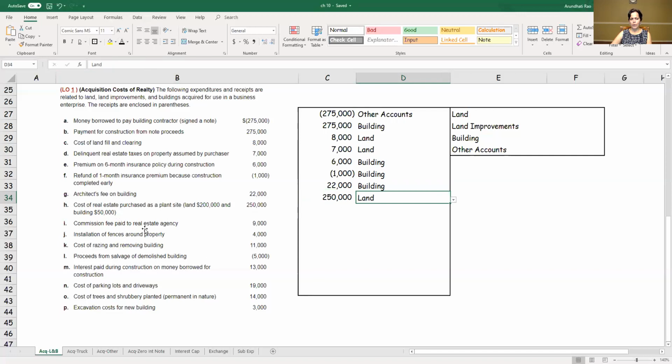Commission fees paid to real estate agency. This is for the purchase of the land. So it's going to get added to the cost of land.